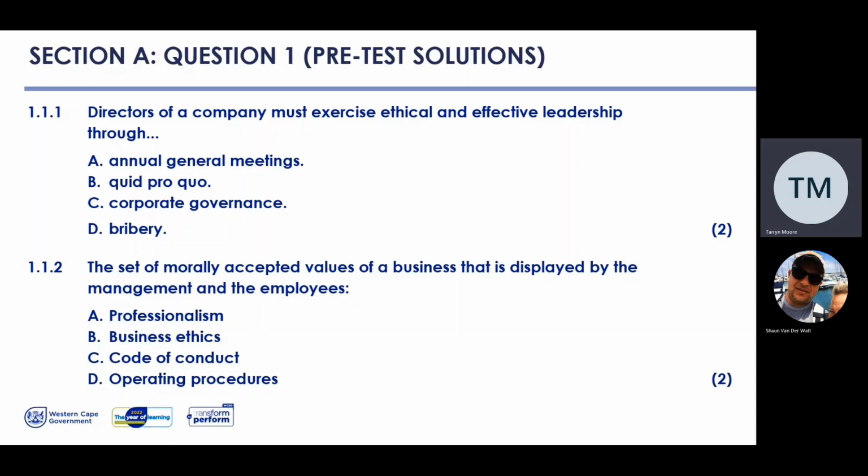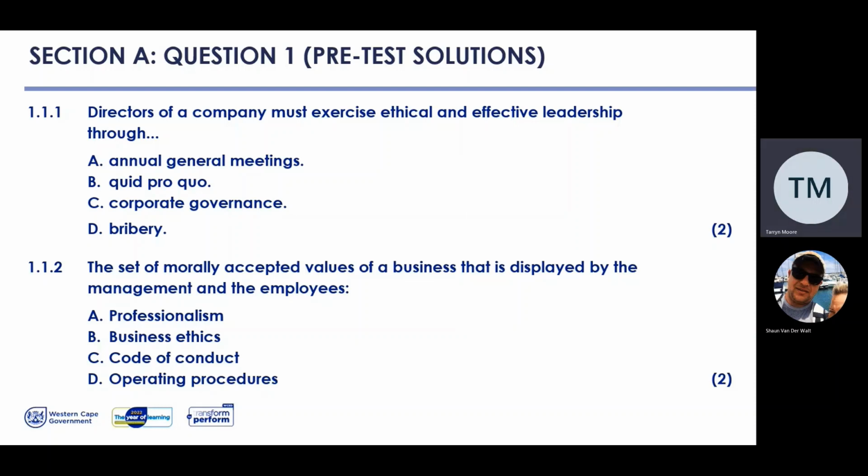But how can we do ethical and effective leadership? Can we do that by means of bribery? Can we do that by means of an annual general meeting? So what I've done is I've looked at two of the answers that could potentially throw us off, but don't directly speak to the question itself. So when one looks at a multiple choice question, we look at the question first. We then look at the two answers that could potentially throw us off, but pertain to what the question is about. In 1.1.1's case, we are looking at B and C being the two that could potentially distract, or if you see A and C, you know that there are going to be two that are completely wrong, and two where one is correct and one is going to distract you.